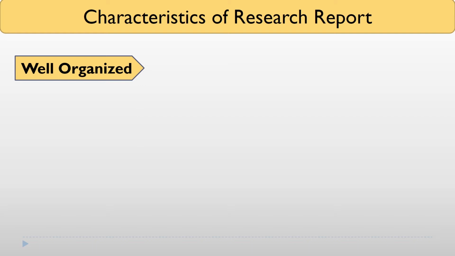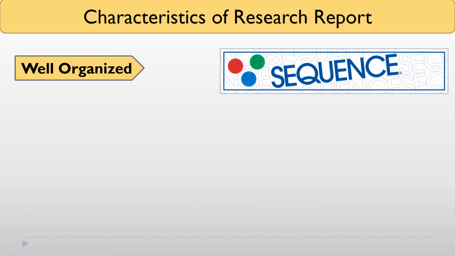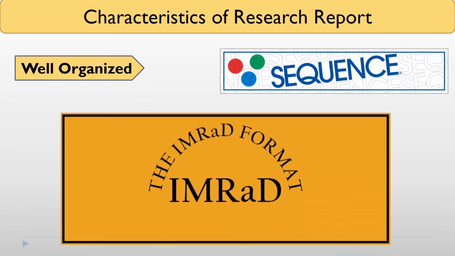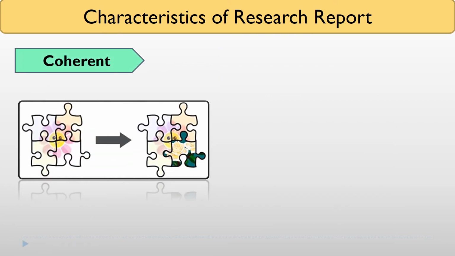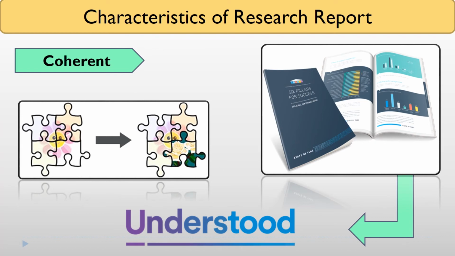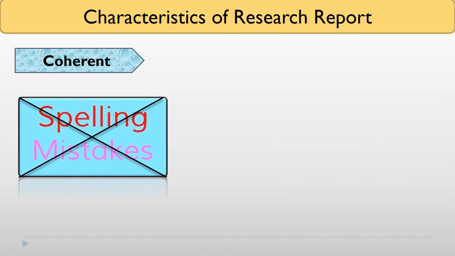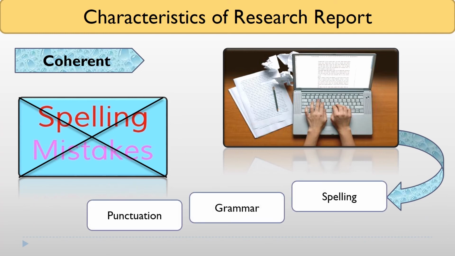Third is well organized. The researcher should follow the right sequence while writing the research report, such as the IMRAD format can be followed. Fourth is coherent. Every part of the research report should be in coherence with each other so that as a whole a complete research report can be understood by readers. Fifth is grammatically correct. There should not be any grammatical or spelling errors in the report. It is always preferable to get the editing done by experts to prevent errors in spelling, grammar, and punctuation.